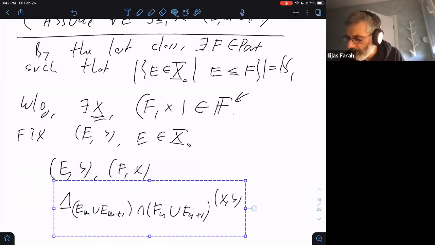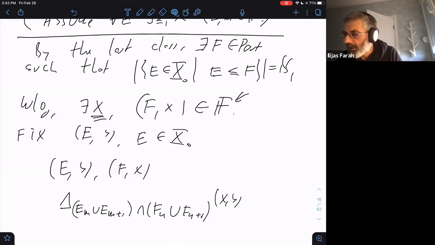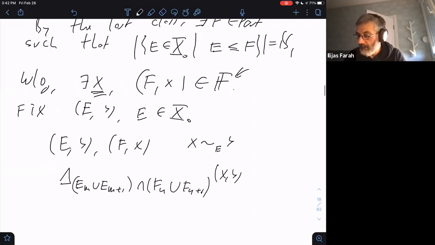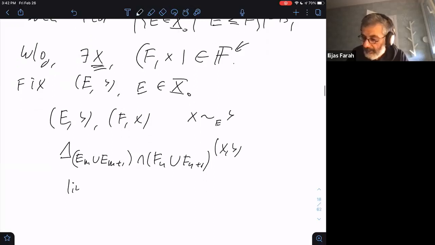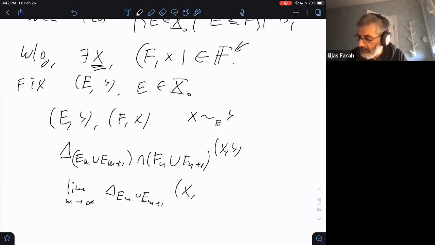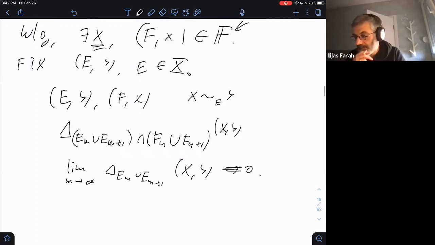So what do we know about this here? Well, remember, because E is below F, we have that X and Y agree on E. And what that means is that the limit as m goes to infinity of delta EM union EM plus 1 of XY is equal to 0.